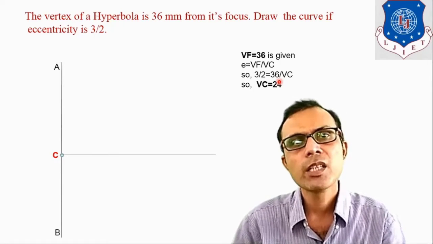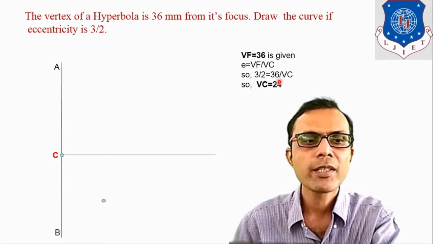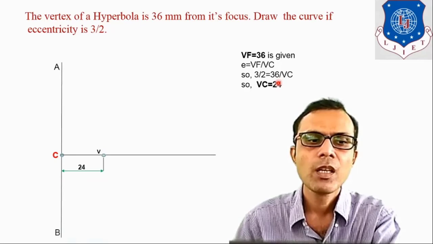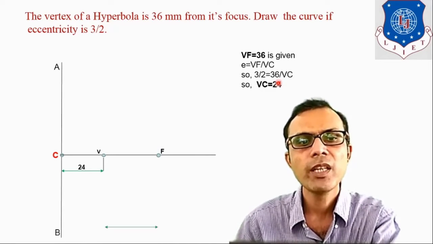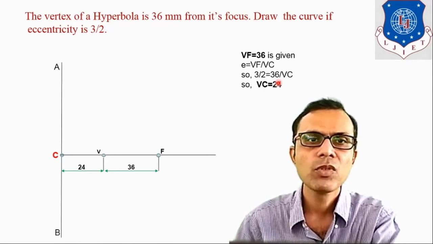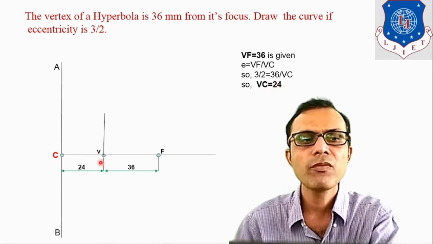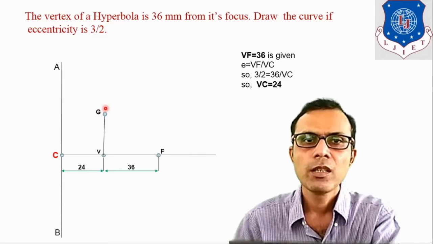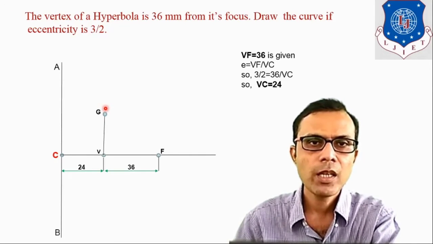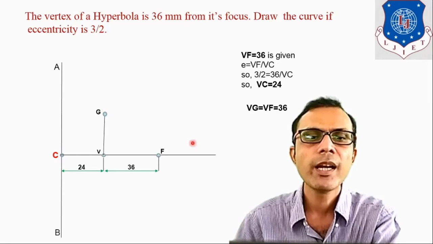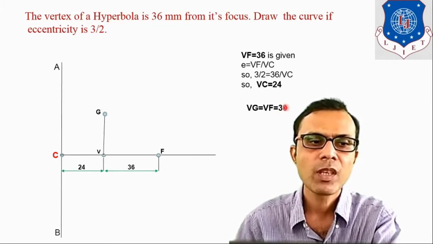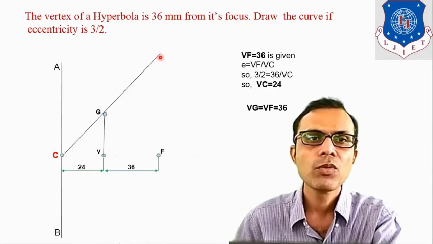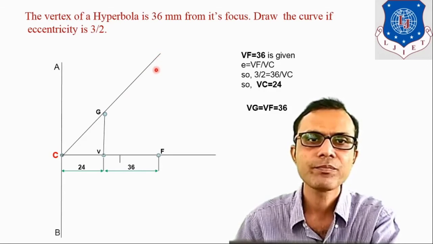Now locate this vertex point on this axis. So take VC equal to 24 mm. Another dimension VF, take VF equal to 36 mm. From this vertex point, draw this vertical line, that is VG. Here also VG is equal to VF, that is equal to 36 mm. Join C and G point and extend it in the same direction as shown here.